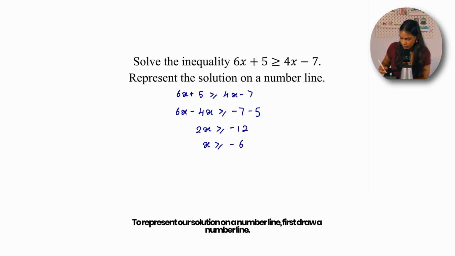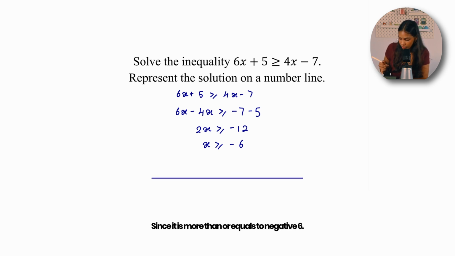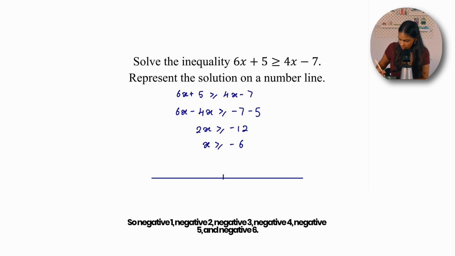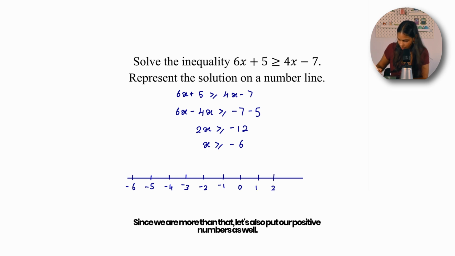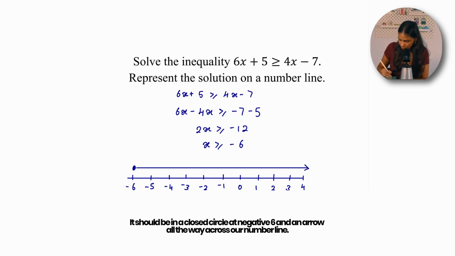To represent our solution on a number line, first draw a number line. Since it is more than or equal to -6, let's start off with our negative numbers. So -1, -2, -3, -4, -5, and -6. Since we are more than that, let's also put our positive numbers as well. It should be a closed circle at -6 and an arrow all the way across our number line.